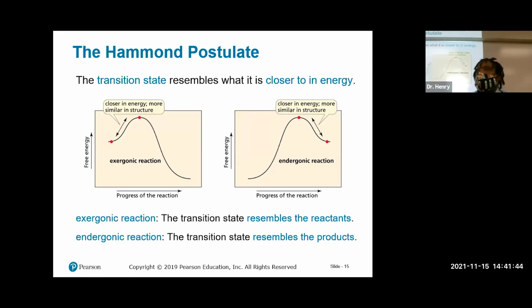Okay, so the first one is an exergonic reaction. So the transition state is going to basically resemble the reactants in the case of an exergonic reaction. So in other words, it's going to be over here. Transition states are going to be looking more like these guys over here. And then in the case of the endergonic reaction, it's going to resemble the products. So these guys over here.